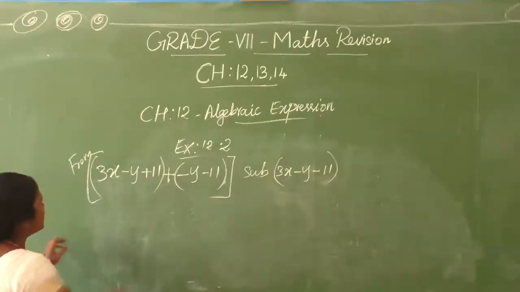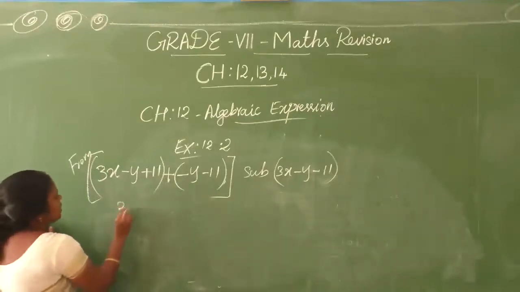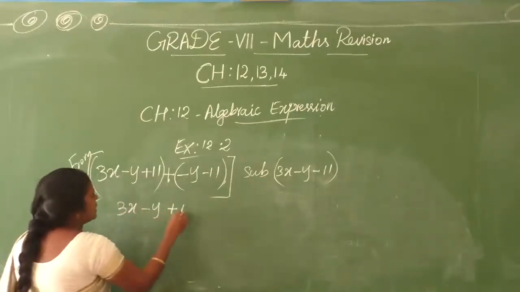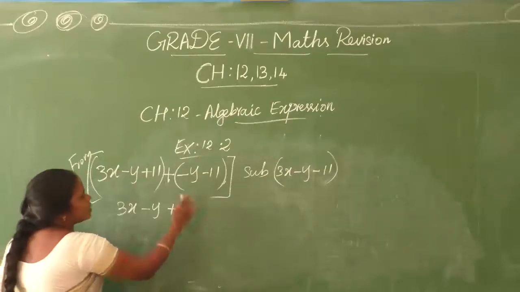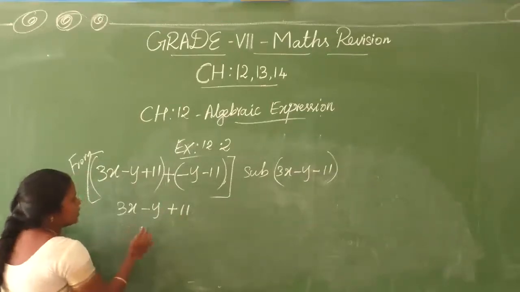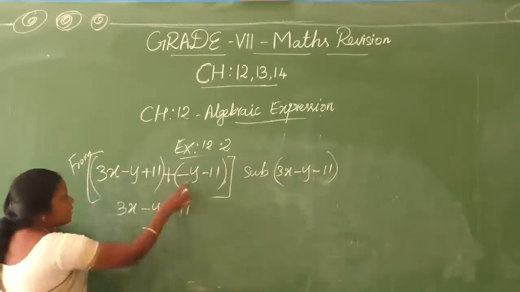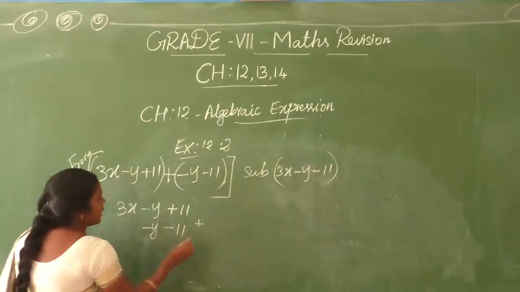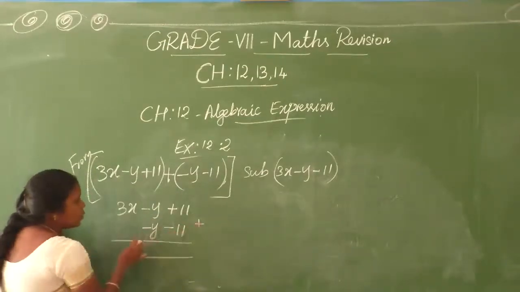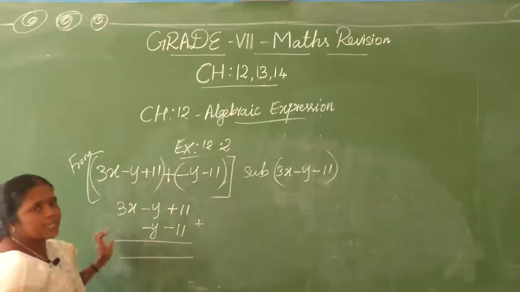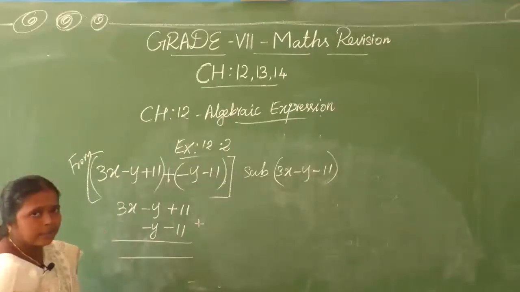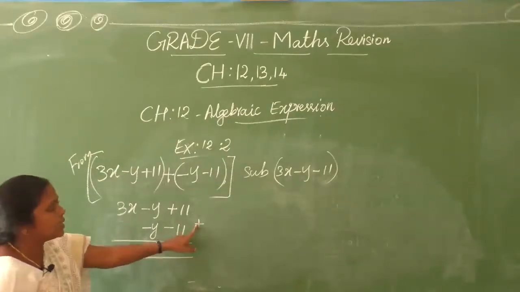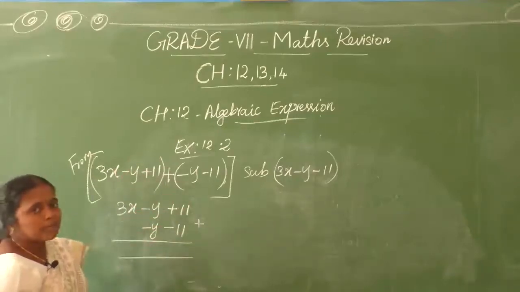So what to do? Take this first: 3x minus y plus 11. Second part, what is given? Minus y. Where should I write? In the y place. Minus y minus 11. Both I have to add. For addition, there is no need to take the additive inverse of the second expression, which is being added. Clear? You take the additive inverse only in the subtraction category.